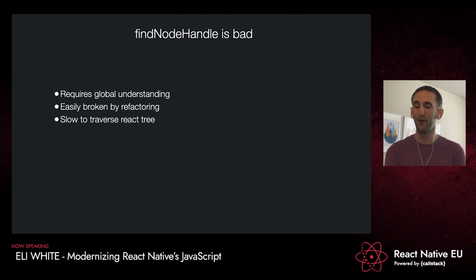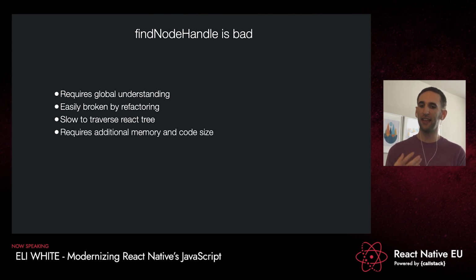This means that it's easily broken by refactoring. If you move things around, if you reorder things, if you change nested views to fragments, all of this can break. It's also slow. findNodeHandle has to traverse the React tree from the ref that you passed it to the nearest identifier. And being able to traverse this tree is slow, but we also have to maintain this tree in memory, which means that the code size for React and the memory size of tracking this whole hierarchy is extra just to support findNodeHandle.